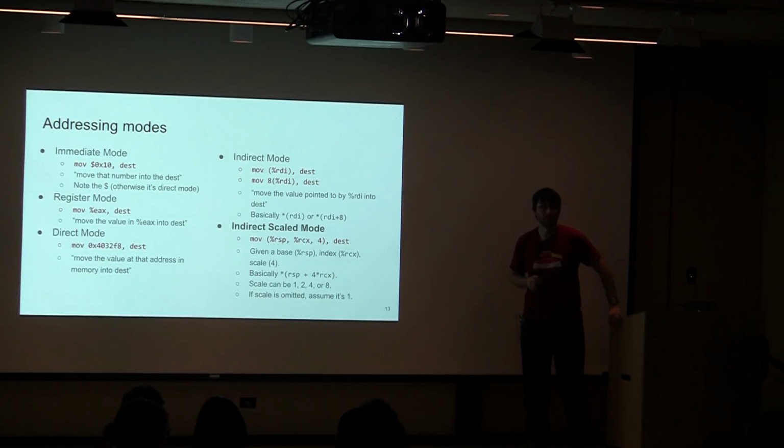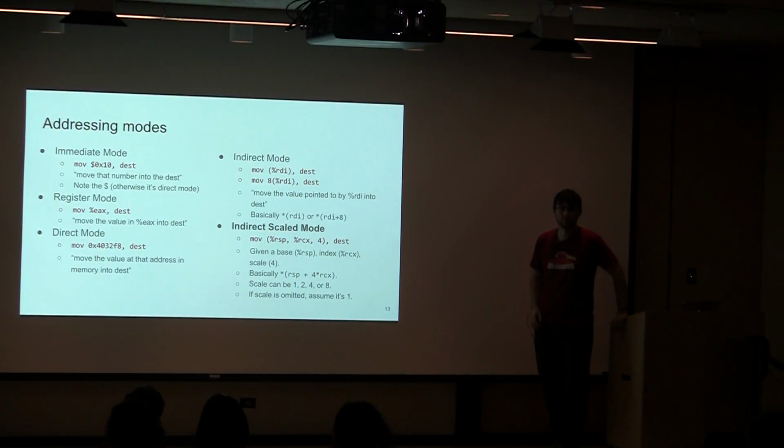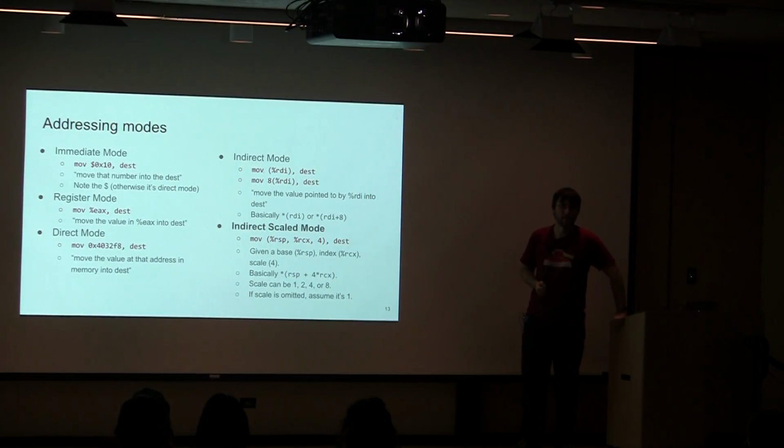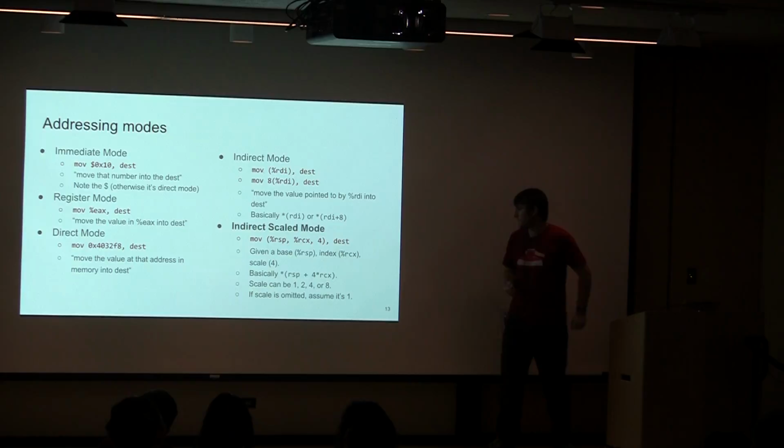Yeah. So in the indirect mode, can the offset be anything? In either of the indirect modes, the offset can be anything, yes. It can also be negative. Only the scale has to be 1, 2, 4, or 8. Yeah, the scale can only be 1, 2, 4, 8.